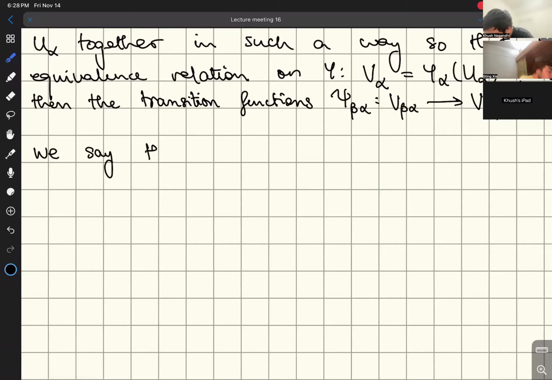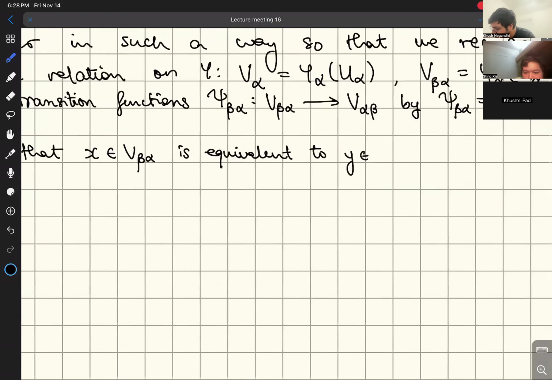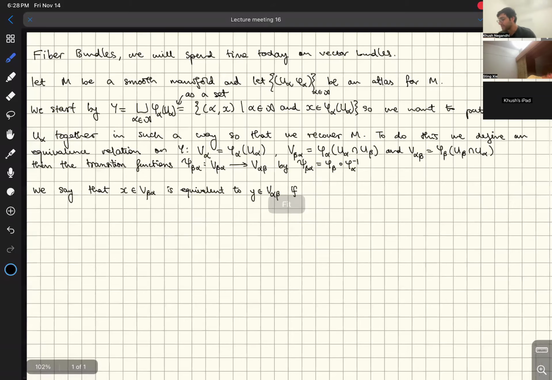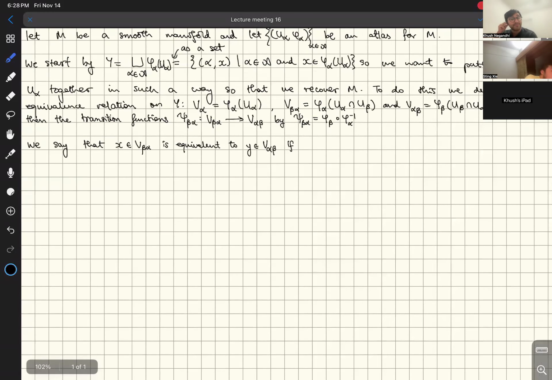So we say that x in V beta alpha is equivalent to y in V alpha beta if, okay, so the first thing is that the equivalence has to glue together all the points that are the same. So points that we've overcounted, right? We need to glue everything into one point.